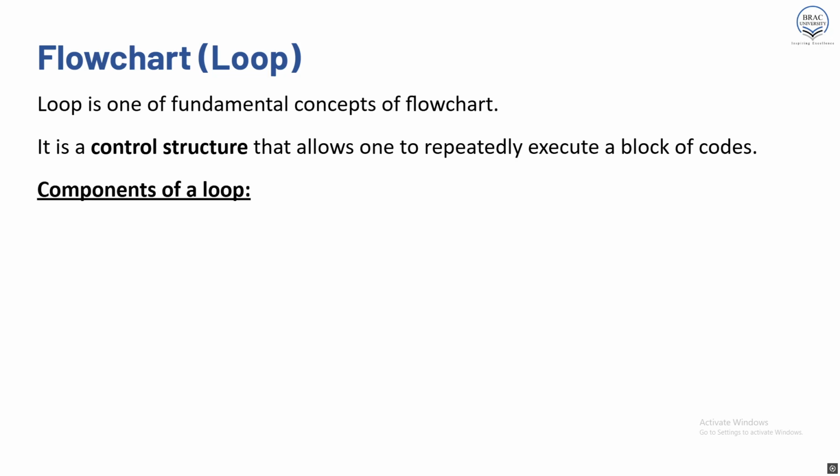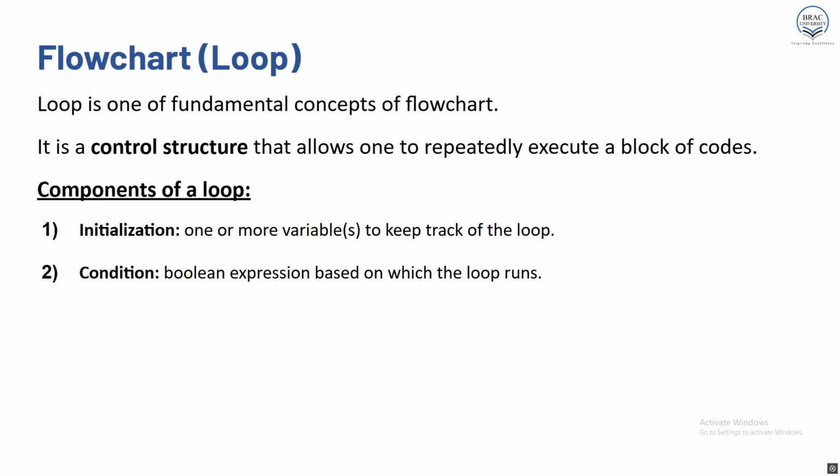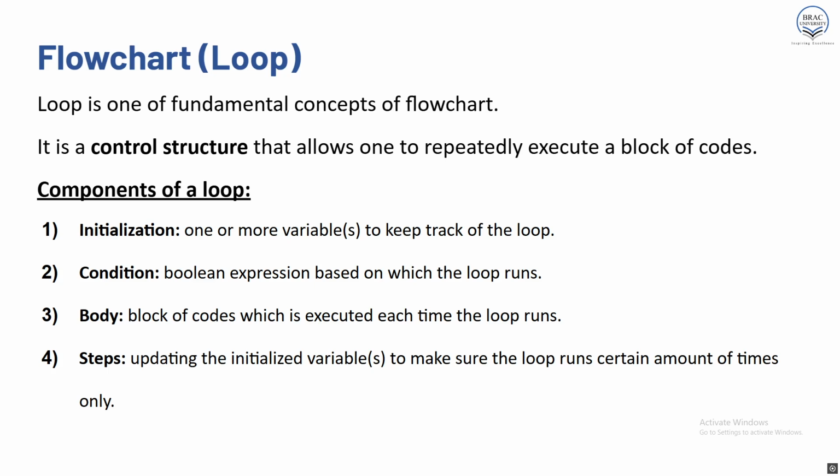In general, we need 4 components to understand loop. First one is initialization. We need to initialize one or more variables to keep track of the loop. We initialize our variable from where the loop starts. Next one is the condition. The condition actually reflects how many times our loop will run. Next part is the body, which is a block of code that is executed each time the loop runs. The last one is the step, where we update the initialized variable in incremental or decremental order.